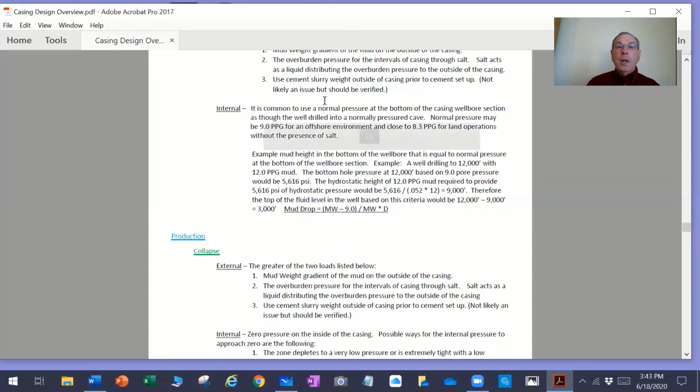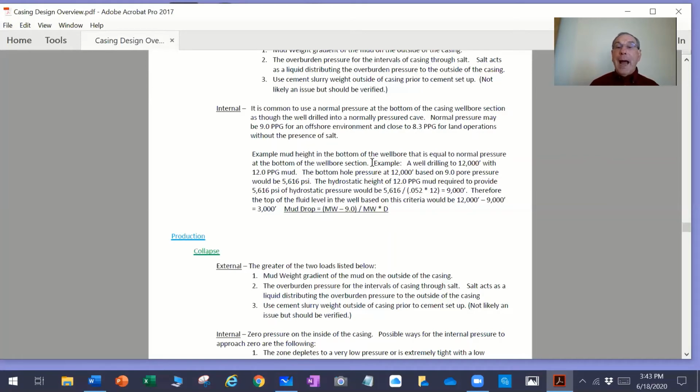An example: mud height in the bottom of a wellbore is equal to normal pressure at the bottom of the wellbore section. So here's an example. A well drilling to 12,000 feet with 12 pound per gallon mud. The bottom hole pressure at 12,000 feet, based on the criteria of 9 pound per gallon pore pressure, would be 5,616 psi. It's just 12,000 times 0.052 times 9. That would be 5,616 psi.